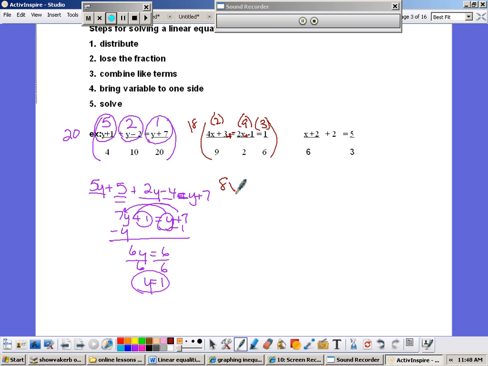8x plus 6 is equal to negative 18x. I'm sorry, not equals, minus 18x. Let's use that eraser and start again.